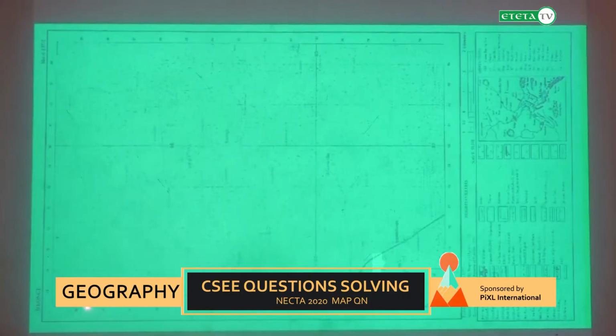Here we have a map of Songea, sheet 137/2, which was asked in that particular year. This is the map which we are going to deal with. Now, we are going to see the questions which were asked in that year.